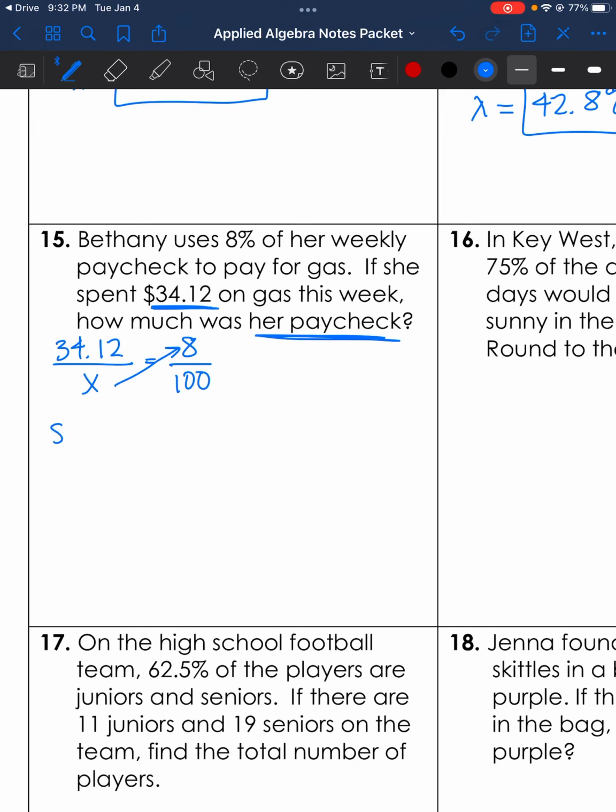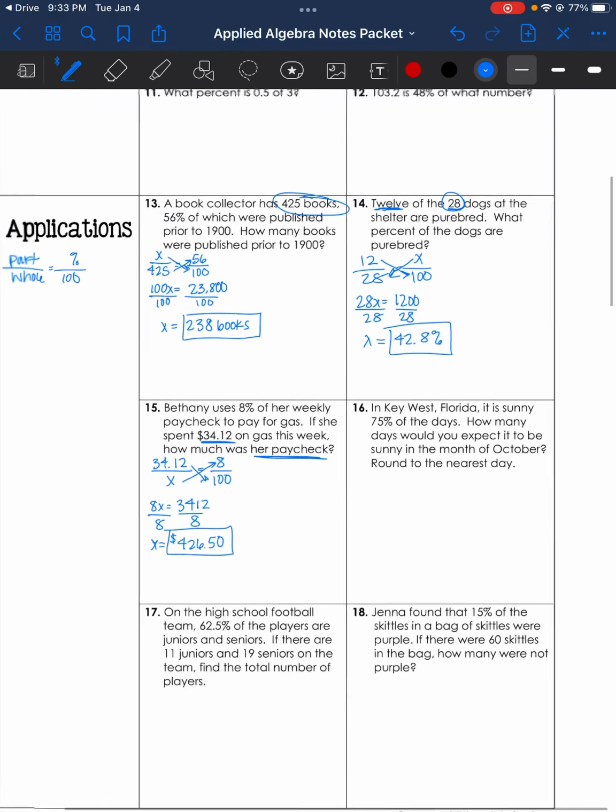Okay, so let's cross multiply these. 8 times x is 8x. That's equal to 34.12 times 100 is 3,412. We want to divide both sides by 8 to get x by itself, and we find that x is equal to 426.5. This is the amount of her whole paycheck. So this is in dollars, and we'll make this a 50 because that's how we write money with 2 decimals. Okay, and that is the answer to that one.